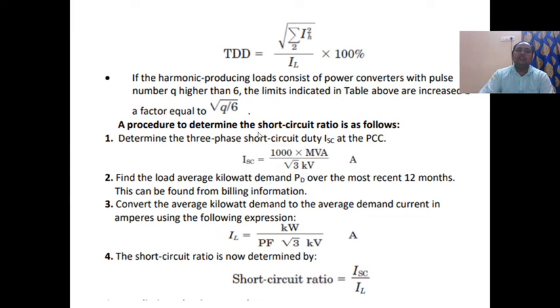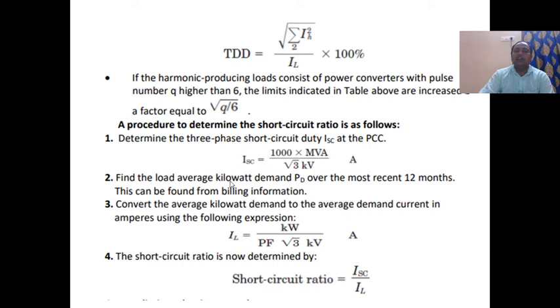A procedure to determine the short circuit ratio is as follows. Determine the three-phase short circuit duty ISC at the PCC. PCC is the point of common coupling. ISC is equal to 1000 into MVA by root 3 into kV amps.